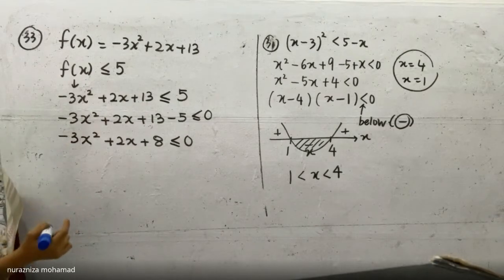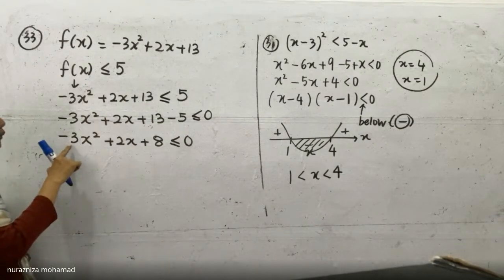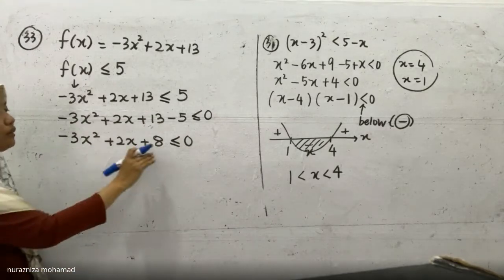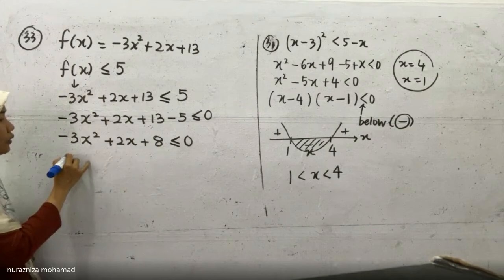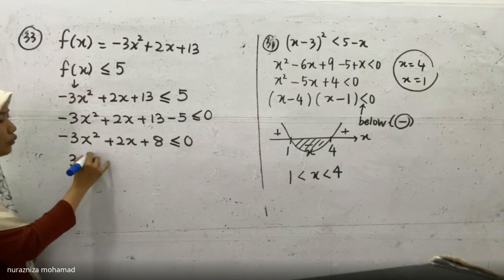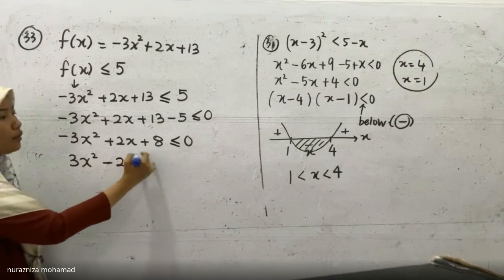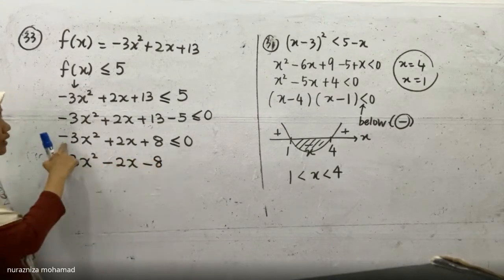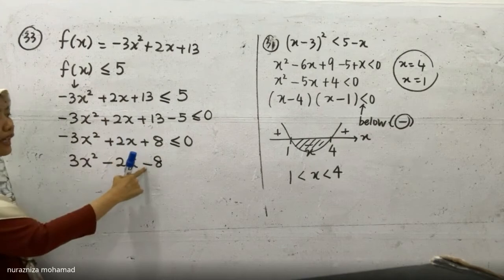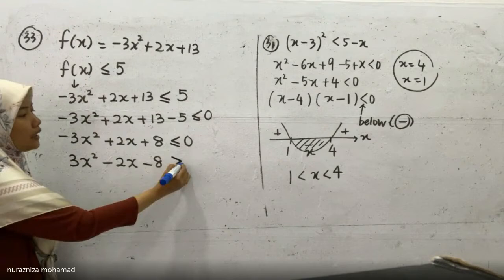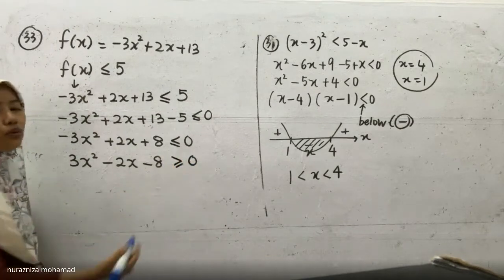But it is much easier if we change this value of A to a positive one. So we multiply by negative 1. So this one will be 3x squared positive. This one will be minus 2x. This one will be minus 8. When we change the sign for each of them, this symbol also needs to change. So this one will be greater or equal to 0.